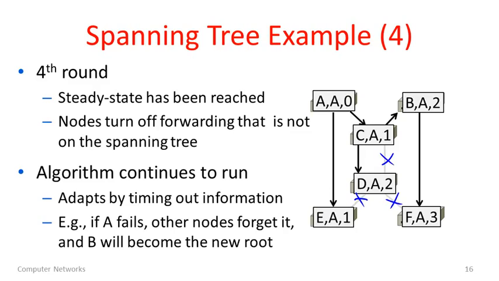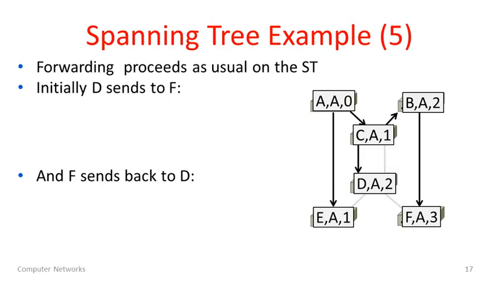The algorithm will continue to run, and it will time out information so that, for instance, if node A fails, then eventually other nodes, switches here, will discard the messages from A and forget about it because it really doesn't seem to be there anymore. B will become the new root, and that new spanning tree for B will be computed and then used. We can see how the spanning tree is used.